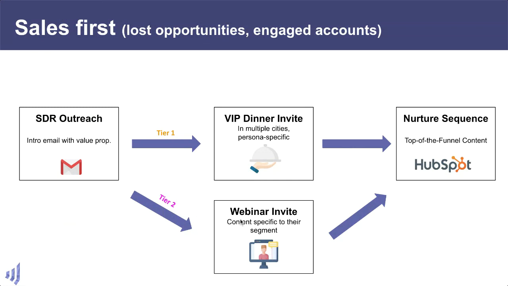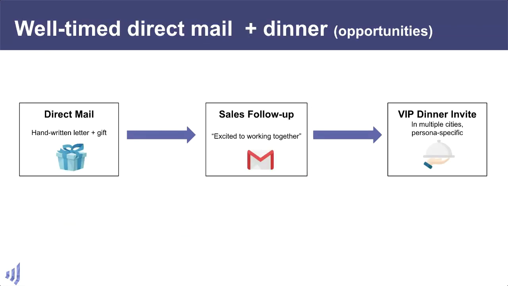And then both of them will go into your nurture sequence in HubSpot. Or you can start with a direct mail and then have sales follow up with everyone that received the direct mail, and those that respond, invite them to a VIP dinner. These are again for tier 1 accounts, or for opportunities in this case. For opportunities, you want to keep them engaged, especially with a long sales cycle. So you send a nice direct mail to them, a nice gift, and then have the account owner follow up with everyone.